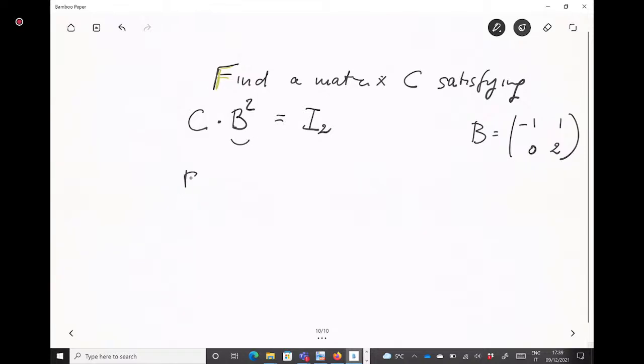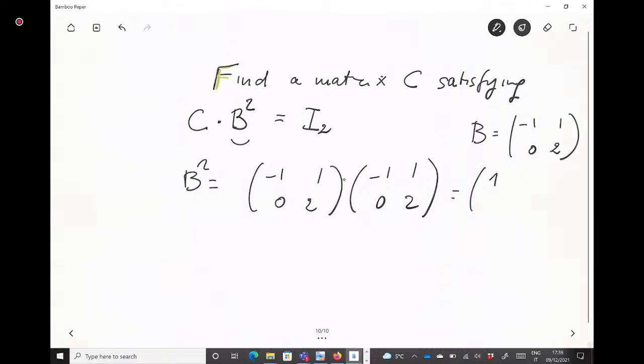What is B squared? B squared is equal to [-1, 1; 0, 2] times [-1, 1; 0, 2], which is equal to 1. And this becomes 0. -1 plus 2, which is again, if I'm not wrong, 1. Then 0, and then 0 times 1, 0, 2 by 2, 4. Should be this one, B squared, okay? B squared is this one.